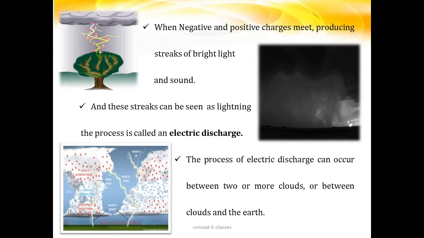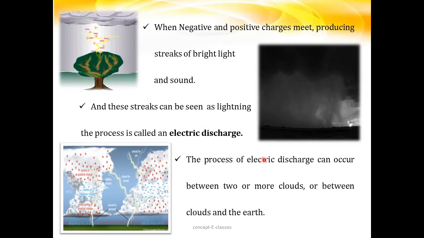Now when the magnitude of these accumulated charges becomes very large, the air, which is normally a poor conductor of electricity, starts conducting. So what happens? The negative and the positive charges meet, producing streaks of bright light and sound. We saw that there is a positive charge on the top of the cloud, the negative charge below, and in the ground also there is an accumulation of positive charge. So when the negative and the positive charges meet, it produces streaks of bright light and sound. Now these streaks can be seen as lightning and the process is called electric discharge.